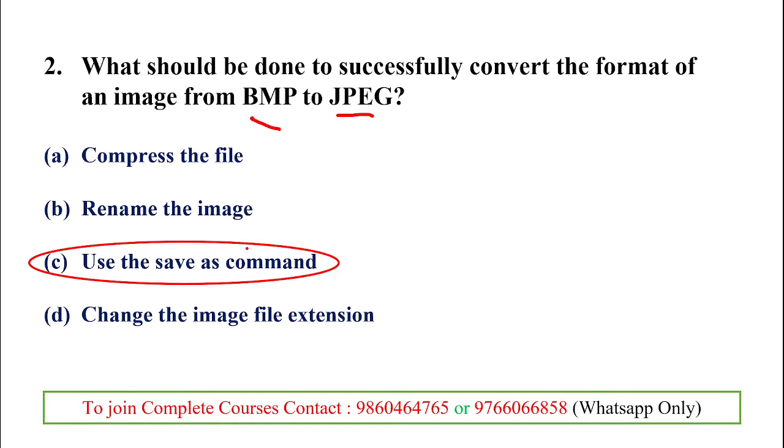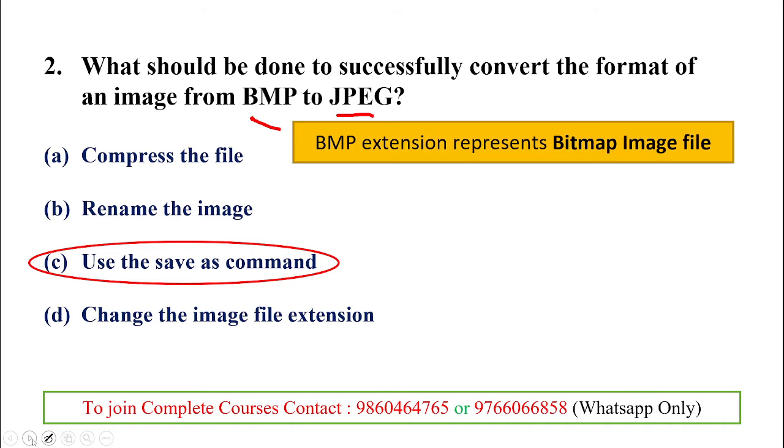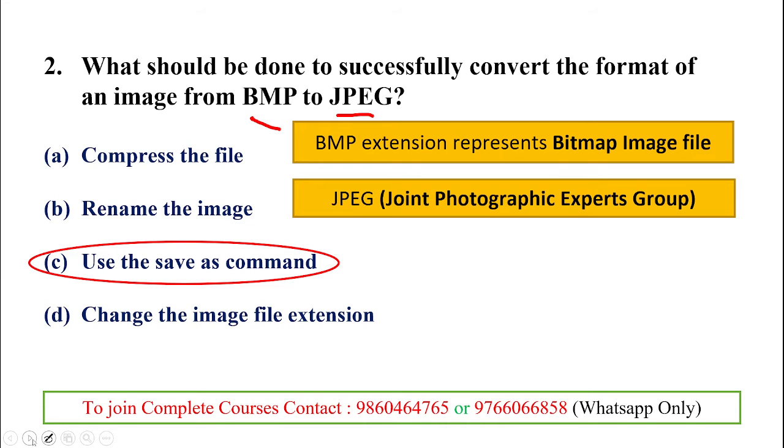And the next you can see the BMP, that is bitmap image file. Bitmap image file, that is the extension of BMP. And then JPEG. JPEG is the important one, and also you can get question from this part. JPEG, Joint Photographic Experts Group, that is the full form. BMP, bitmap image file, and then JPEG is the Joint Photographic Experts Group.